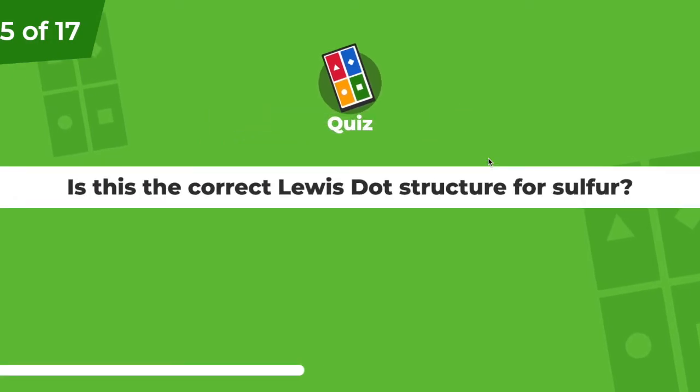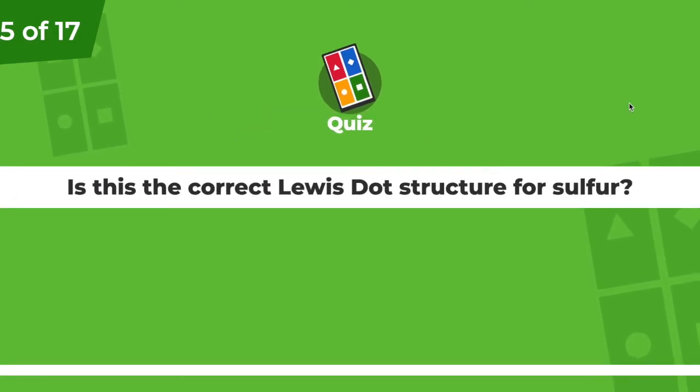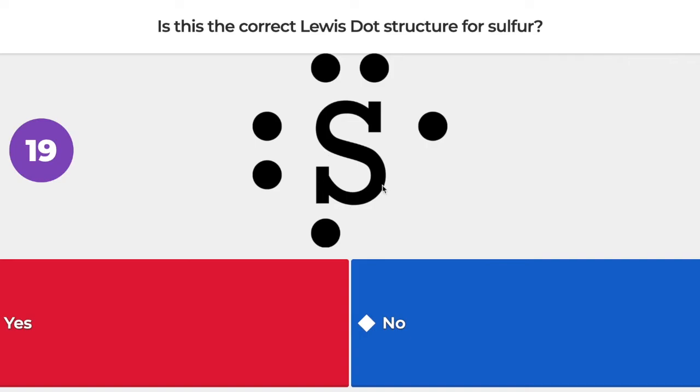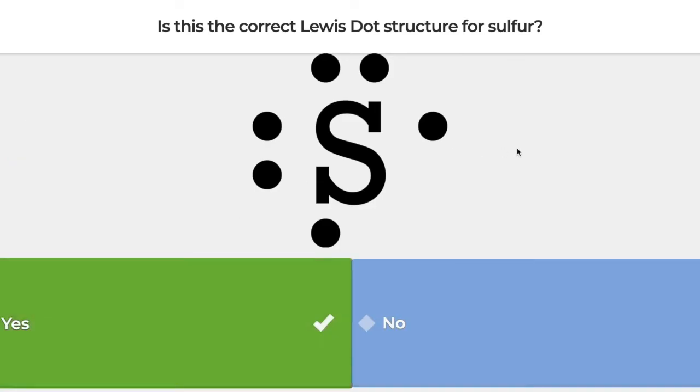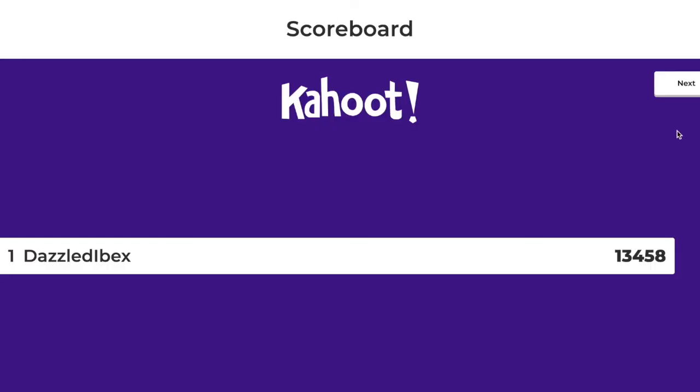All right. Is this the correct Lewis dot structure for sulfur? All right, sulfur, if we look on the periodic table, is in column 6A, meaning it has 6 valence electrons, and we can see right here that it has 6 valence electrons. So yes, that is the correct Lewis dot structure for sulfur.